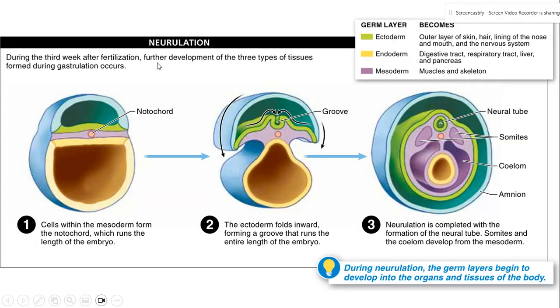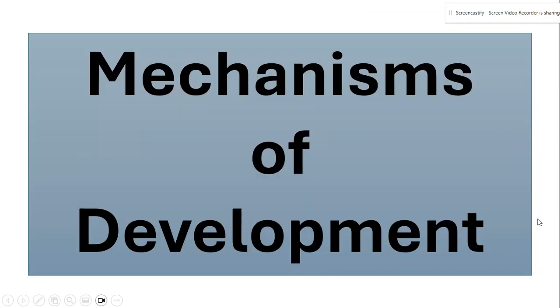All right, so let's find out what the steps are, yeah? During the third week after fertilization, the development of the three types of tissues formed during gastrulation occurs, yeah? Here is the notochord. We saw the typical flower-like object, yeah? Cells within the mesoderm form the notochord, which runs the length of the embryo. Ectoderm folds inward, forming a groove that runs the entire length of the embryo. Neurulation is completed with the formation of the neural tube. Somites and the coelom develop from the mesoderm. So we have the neural tube, we have two somites, we have the coelom, and we have the amnion right here. And during neurulation, the germ layers begin to develop into the organs and the tissues of the body.